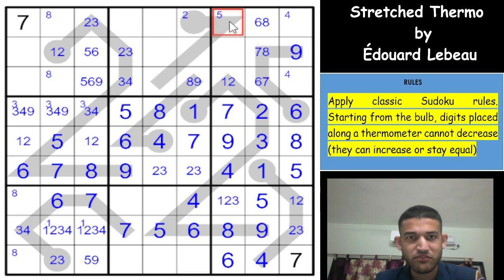So if this is minimum 5, it would have to stay put as 5. So this is 5. And this is minimum 5 again. This is minimum 6, right? Oh, this has to be a 5. Using Sudoku rules, there is no other place left for 5 in column 6. So this is 5, which means this is 6. This is not 6.